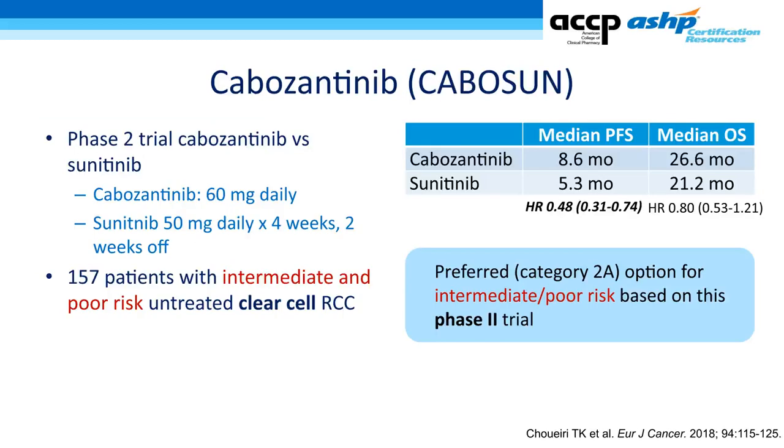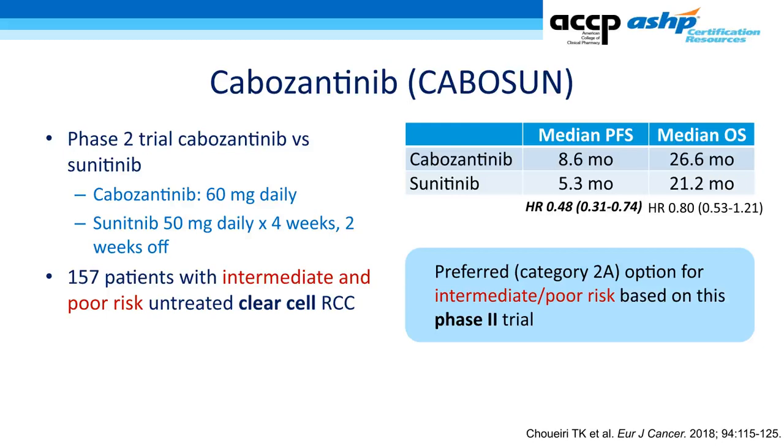CABOSUN is a phase 2 study comparing cabozantinib and sunitinib in about 150 patients with intermediate and poor risk clear cell renal cell carcinoma, so not favorable risk. And we see that cabozantinib outperforms sunitinib with regards to progression-free survival that was statistically significant, with a trend towards improved overall survival. And based on CABOSUN, we see cabozantinib as a category 2A option for those that had intermediate or poor risk based on this phase 2 trial.